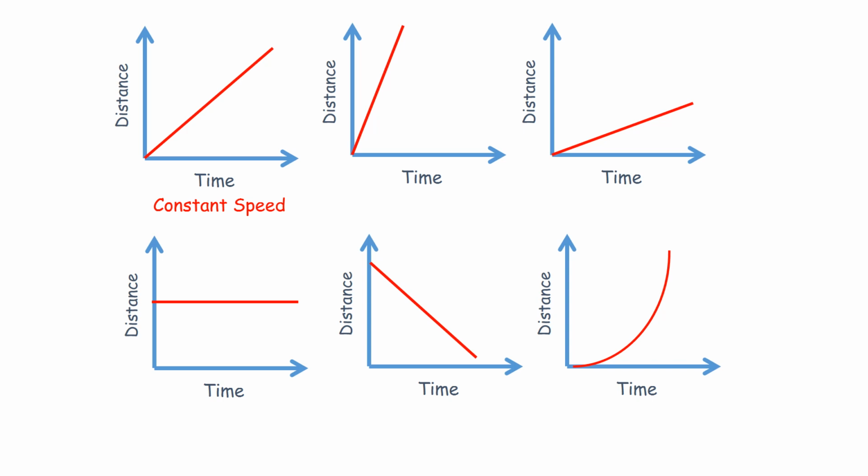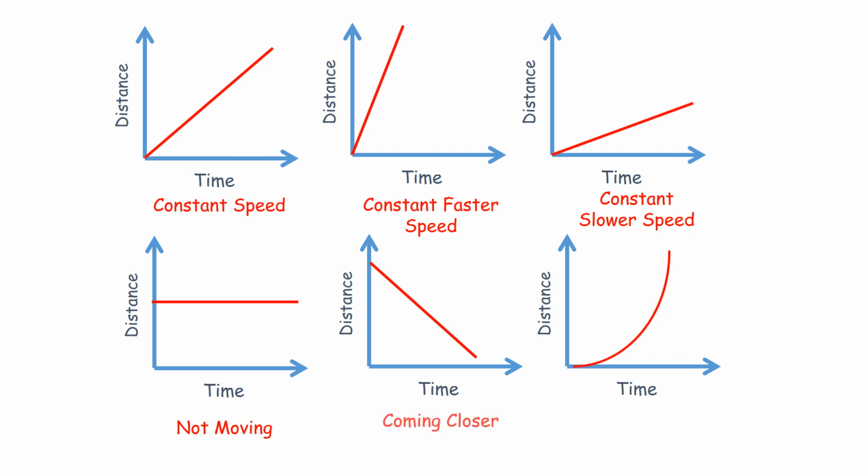So first graph, it shows that it is moving at constant speed. Second graph is constant, faster speed. So again, we're using that statement to show a difference between the two graphs. Third is a constant slower speed, okay, and then graph 4 shows me that the object is not moving, and graph 5 shows me that the object is coming closer, and graph 6 shows me that the object is accelerating.